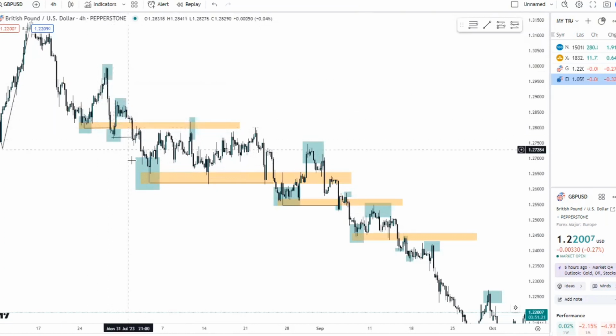These are swing points. All these are swing points. These are swing points, and so on and so forth.